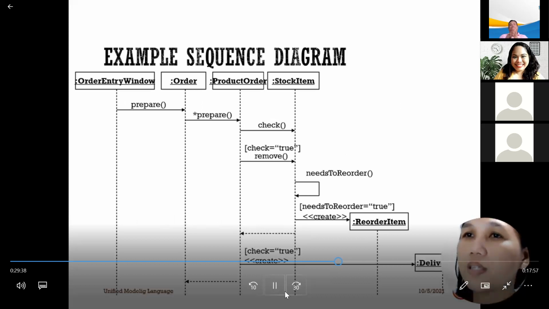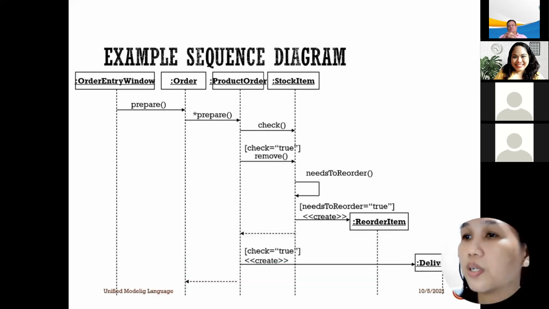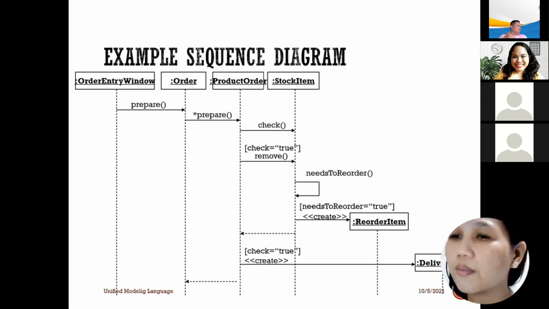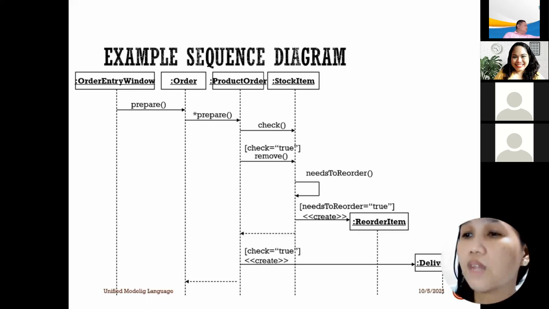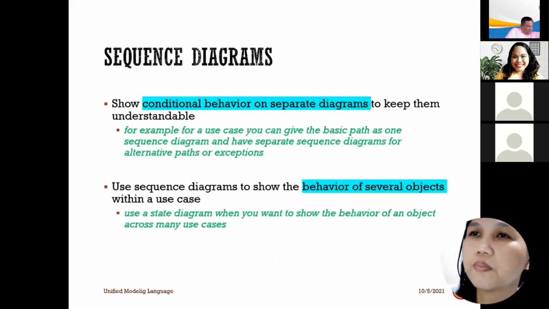So here is an example of a sequence diagram. Order entry will prepare the order, and then it will go to the product order, which will prepare, and it will check the stock item. If it's true, then we'll proceed on the order. If it's not true, then it's removed. Or if it's negative, it needs to reorder, that is, if the item is not available. Then if it's true, you proceed on the delivery item of a certain product.